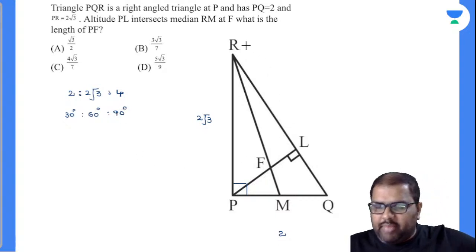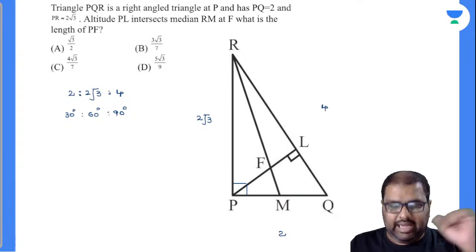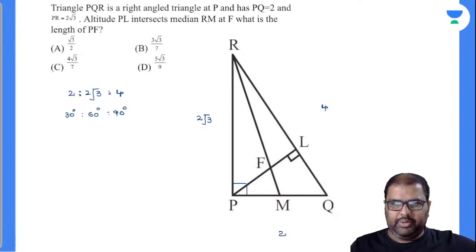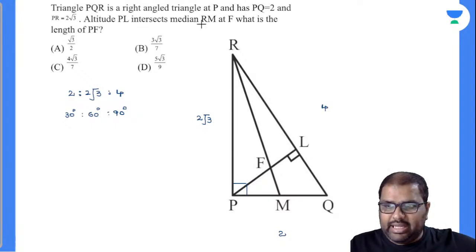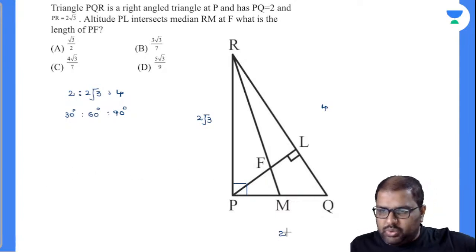Yes, perfectly. By this, what can I say? My RQ value will be 4. Again, perfectly done. And any other point given there? Altitude PL. Now, PL is altitude, it seems. It intersects median RM at F. RM is median. What is the meaning of median? Median divides the base into two equal parts. So PQ value is 2. So PM value will be 1 and MQ value will be 1. Will you accept with me?